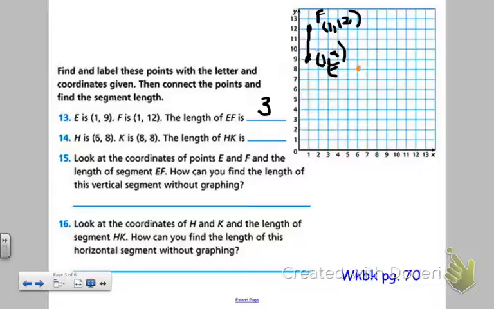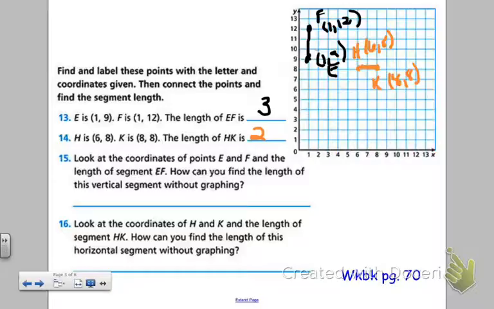Okay, and that is H at 6, 8. And let's look at K at 8, 8. 8, 8 is right here. That's K at 8, 8. I can connect them, and you can see that that one is 2 units long. The length of HK is 2 units.